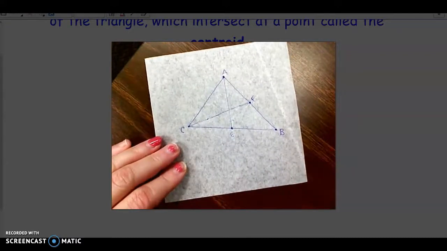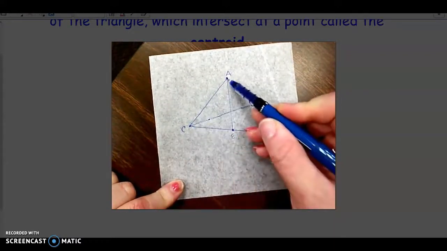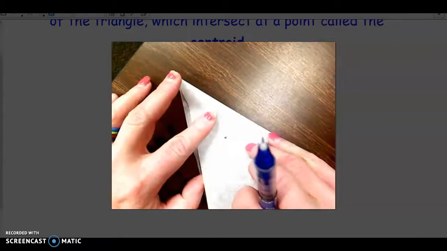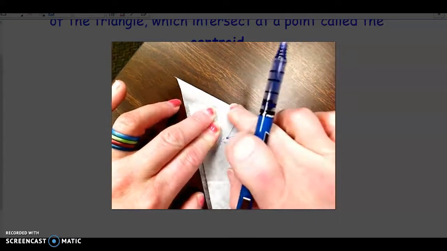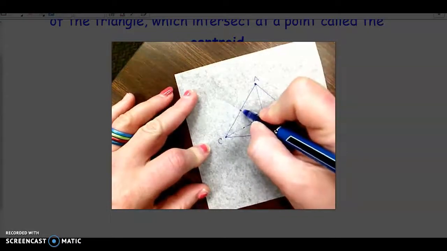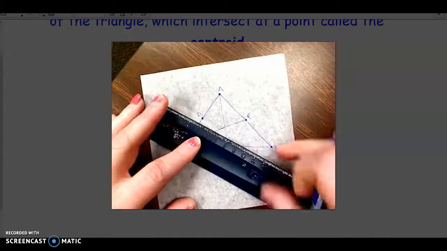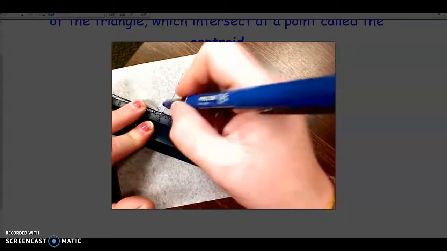And now I have one more median. I need to pinch the midpoint of side AC by folding point on top of point. So A on top of C. Pinch just that point right there. Open it up. And I bet you can guess we're going to label that point D. And I'm going to connect that to the vertex on the opposite side of the triangle, which is point B.